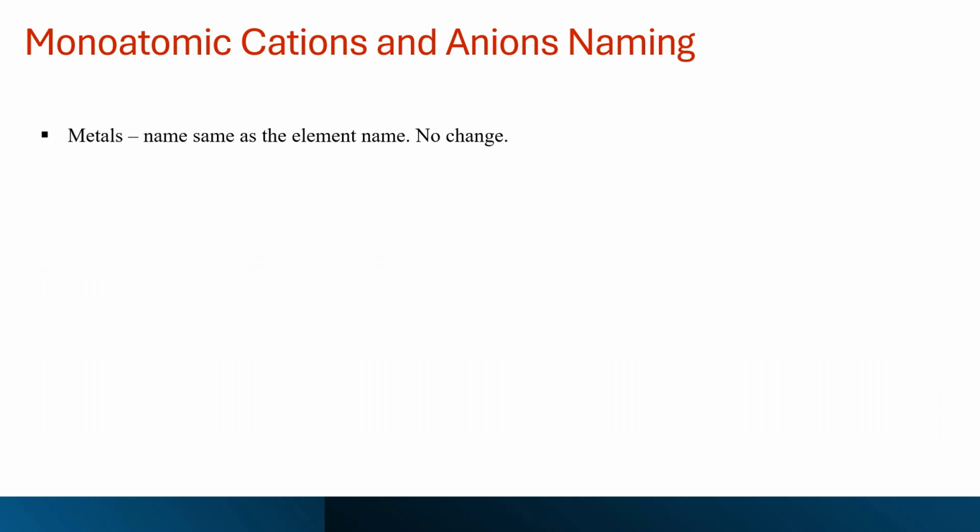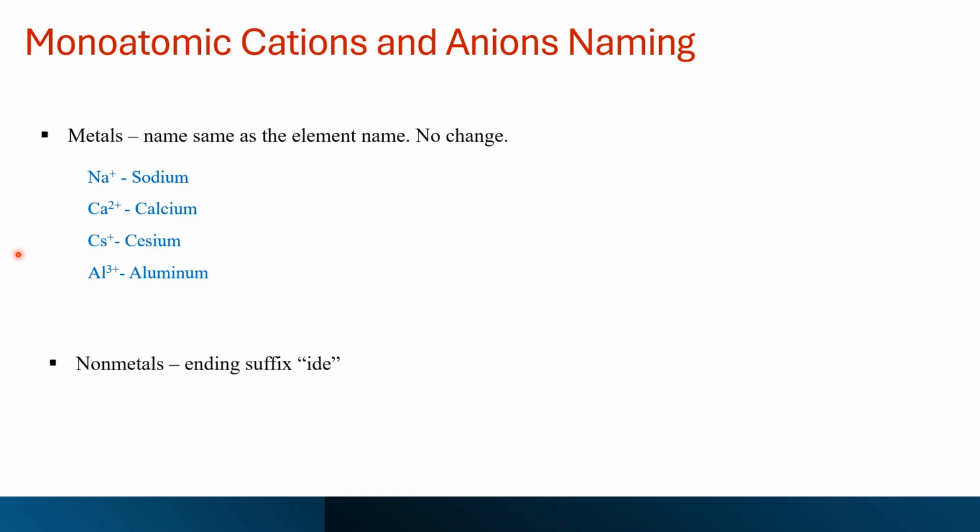Now let's talk about how we can name metal cations and anions. Naming metal cations is easy because you don't need to use a different name. The name of the cation is the same as the element name, no change. For example, sodium metal and the sodium plus cation have the same name: sodium, calcium, cesium, aluminum.